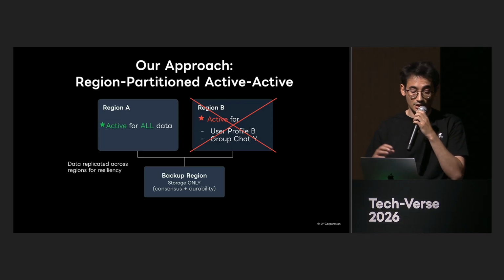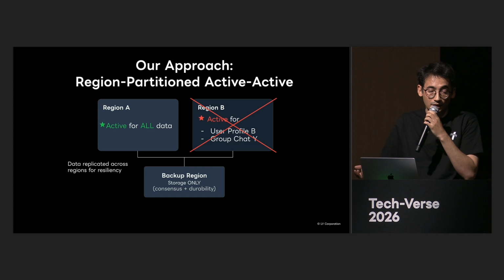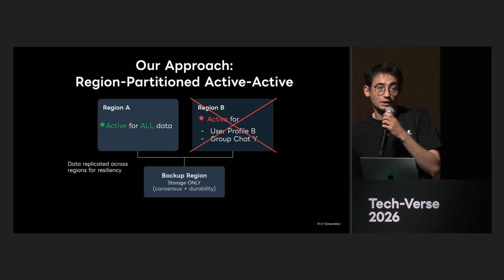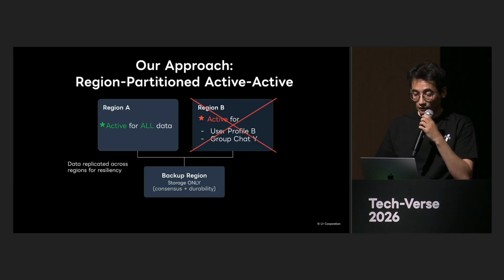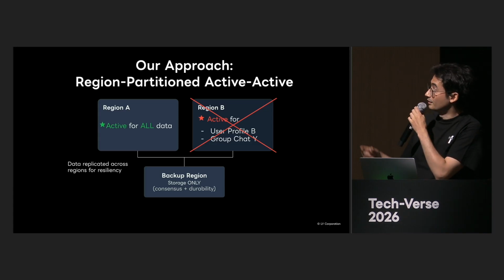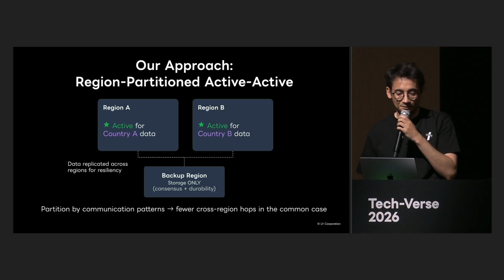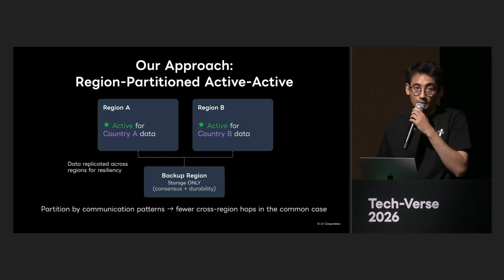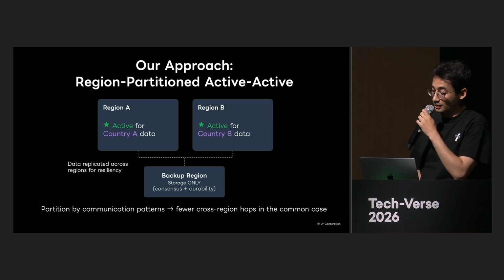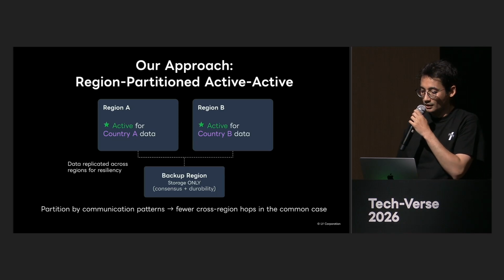Region A was already active and well tested with real production traffic, so we have high confidence that it will work correctly. Of course, there will be additional traffic going to the surviving data center, so we make sure it has enough capacity. We can also partition our data based on the communication patterns.